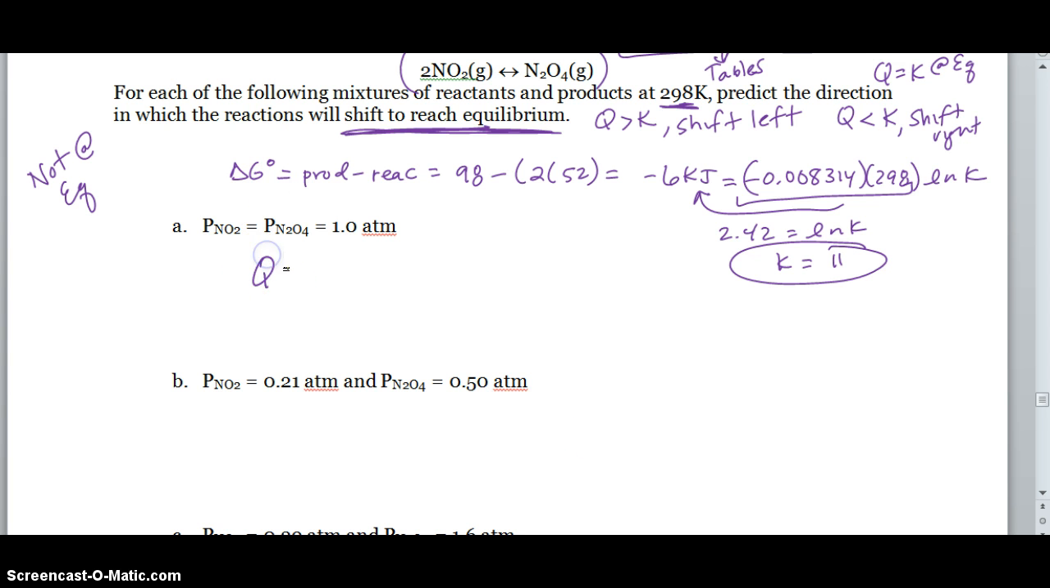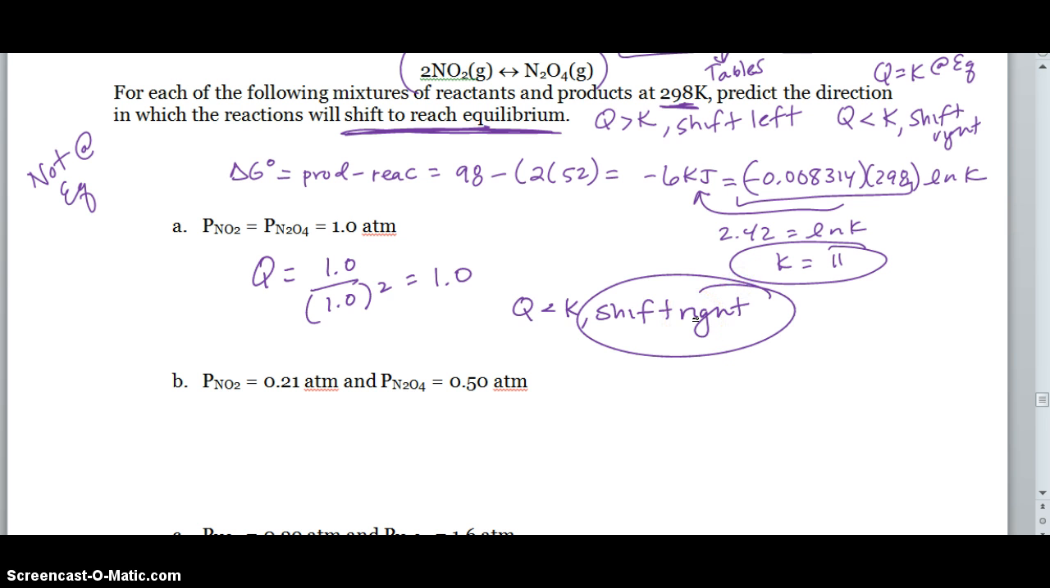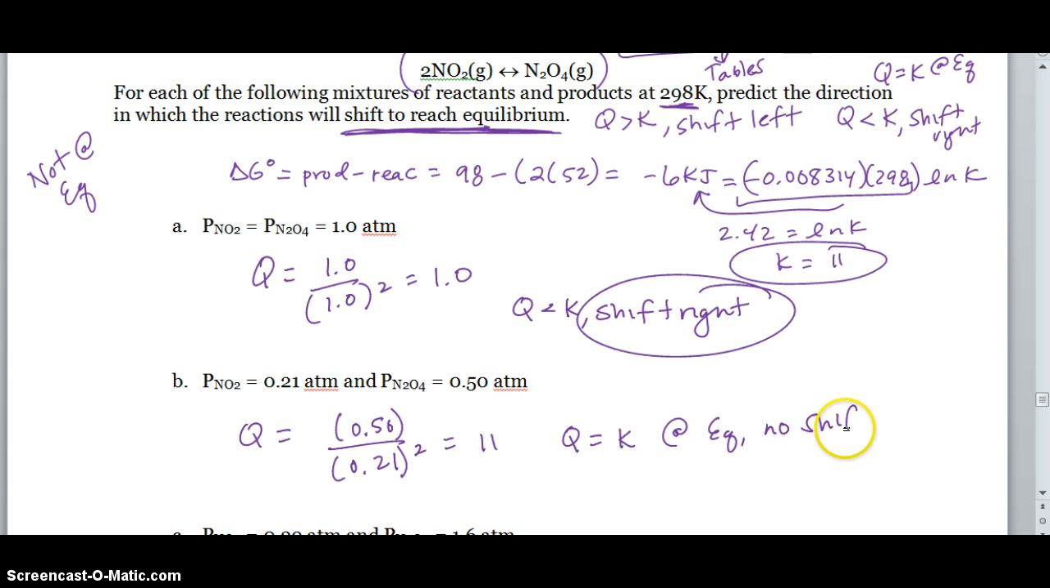Alright, so for A, our Q is 1.0 over 1.0 squared, so that equals 1.0. 1 is obviously less than 11, so Q is less than K. So this one would need to shift to the right to reach equilibrium. For B, Q equals products over reactants, so 0.50 over 0.21 squared, and that comes out to 11. So Q is equal to K, so we're at equilibrium, so no shift.